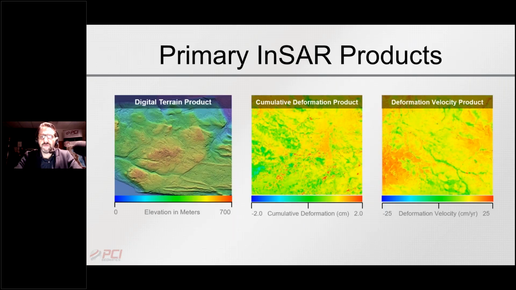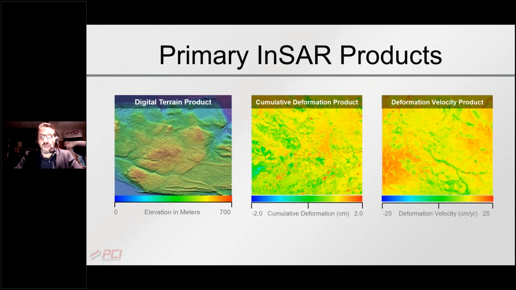This is just a view of some of the things that can be done. This is not from Sentinel-1 data. It's, I believe, from RadarSat-2, but basically what this is showing is some of the different products that we can generate. So on the left, you see a digital terrain product representing elevation. In the middle, you see a cumulative deformation product, and on the right, you see the velocity.